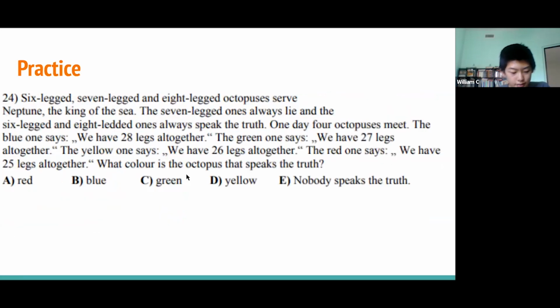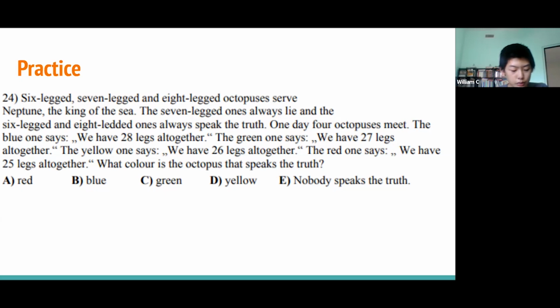Practice again. 6-legged, 7-legged, and 8-legged octopuses serve Neptune, the king of the sea. 7-legged ones always lie, and 6-legged and 8-legged ones always speak the truth. One day, 4 octopuses meet.